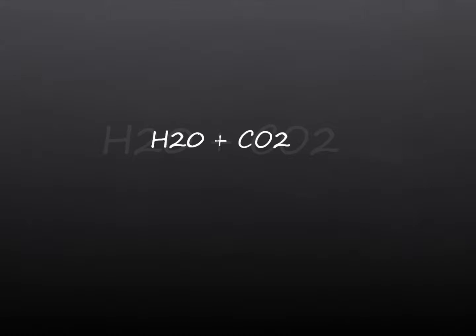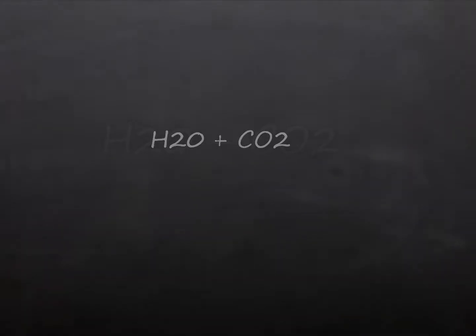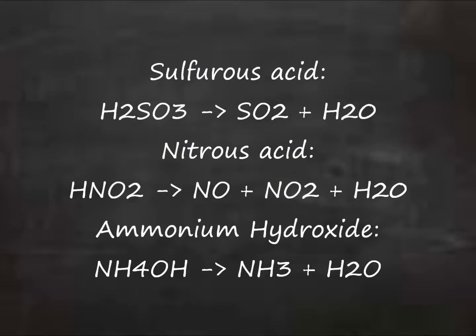So that is another way that we can have our double replacement reaction occur: we don't necessarily have to have a precipitate, but we can also have a gas. And there are a few other gases, not just from carbonic acid. If we have sulfurous acid, that goes into sulfur dioxide and water. If we have nitric acid, that goes into nitrous oxide, nitrogen dioxide, and water. Or if we have ammonium hydroxide, that's going to go into ammonia gas and water.